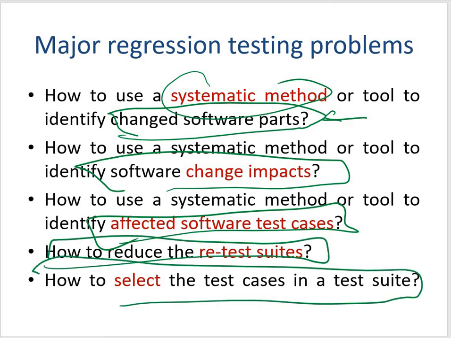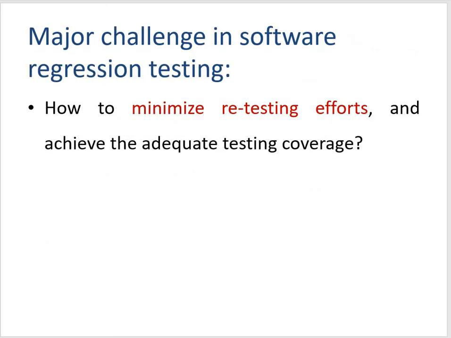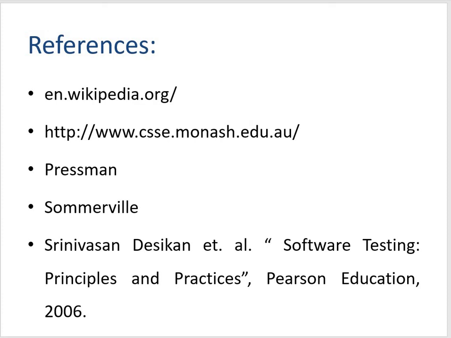Then how to reduce the test suites. How to select the test cases in the test suites. Some of the major challenges in software regression testing are how to minimize the retesting effort and achieve adequate testing coverage as well. So this was all about regression testing.